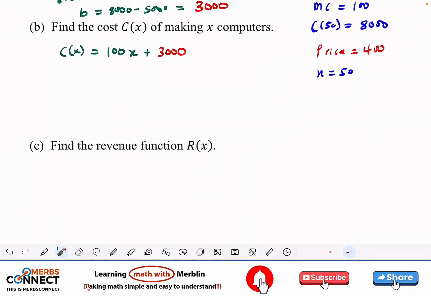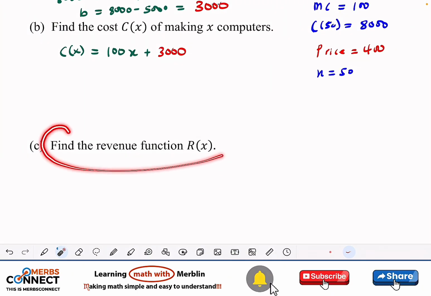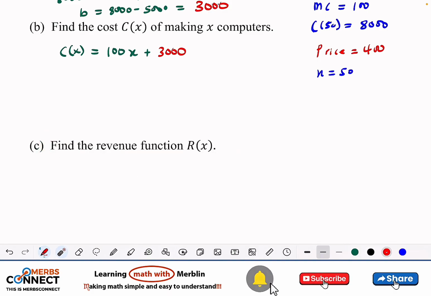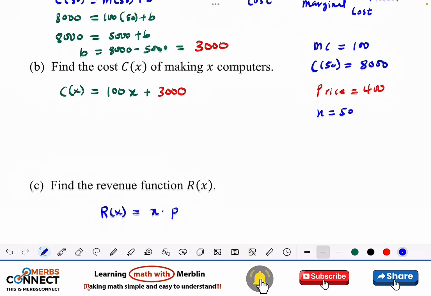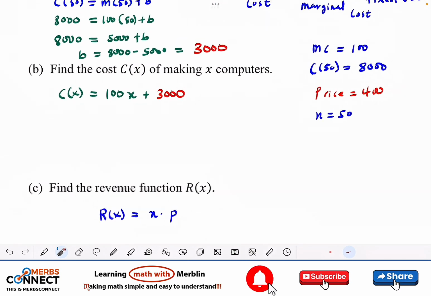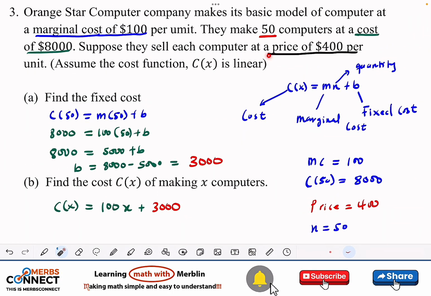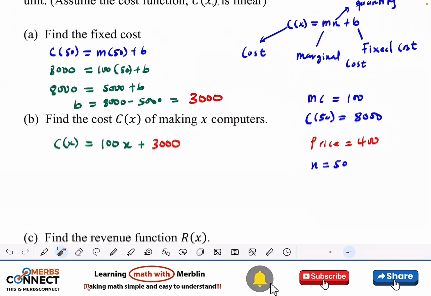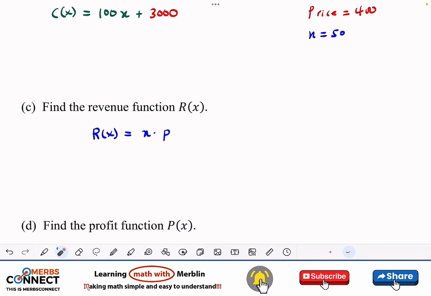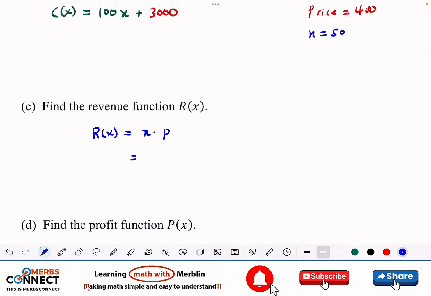Good. Let's look at c. Find the revenue function. Now remember, the revenue is in terms of x. So we are going to have R of x equal to x times price. But what is the price? Price was given as $400, which is here. So I just sub it in. So I'm going to have x times 400, and this is 400x.